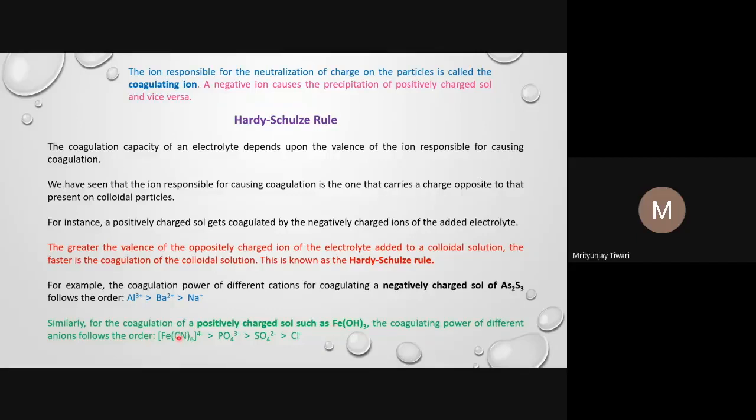This is the ferrocyanide. Ferrocyanide means iron is in the +2 oxidation state. If iron is in the +3 oxidation state, the charge on the ion is 3 minus, and that ion is called ferricyanide. So ferrocyanide has 4 negative charge, so its valency is highest. Then the phosphate ion, with valency 3, meaning 3 negative charge on it, then the sulfate ion and the chloride ion. So the coagulating power will follow this order.